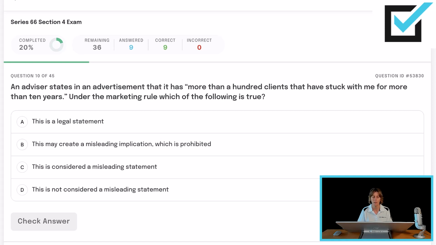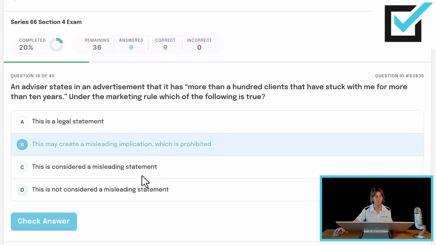Okay, so let's think about it. More than 100 clients that have stuck with me for more than 10 years. What about the other 400 clients? So you just don't know, do you? So this may create a misleading implication, which is prohibited. That's the best choice. This is under the marketing rule.